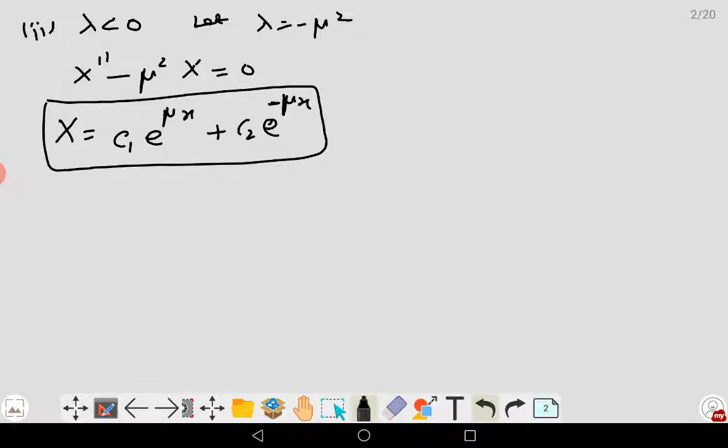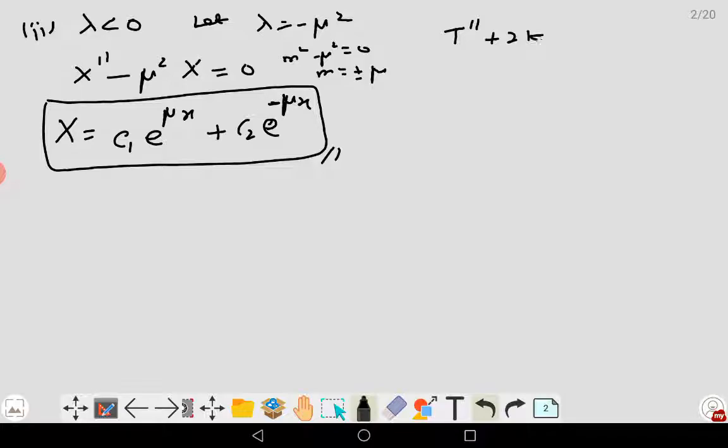This is the solution, because here the auxiliary equation is m square minus mu square is 0, m is plus or minus mu. So m1 is positive mu, m2 is negative mu. Constant times e power m1x plus constant times e power m2x. That is the procedure, isn't it? So this is the solution for the first problem. Second problem, what happens in the second problem?